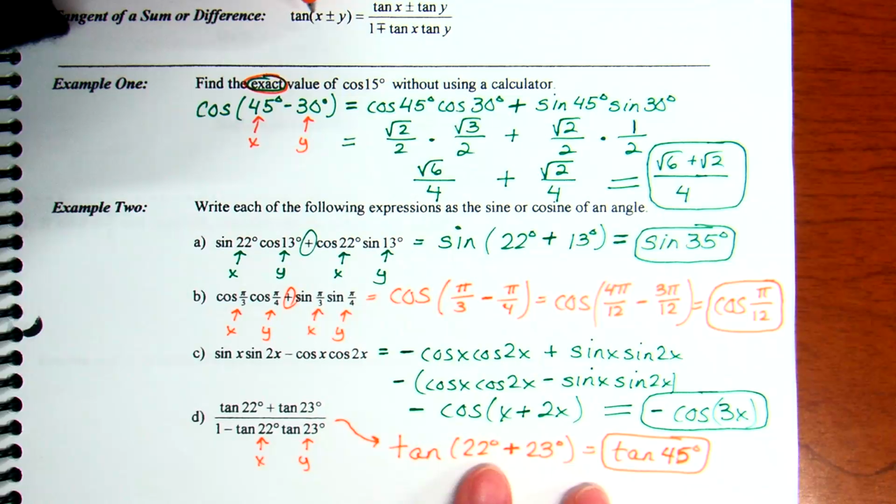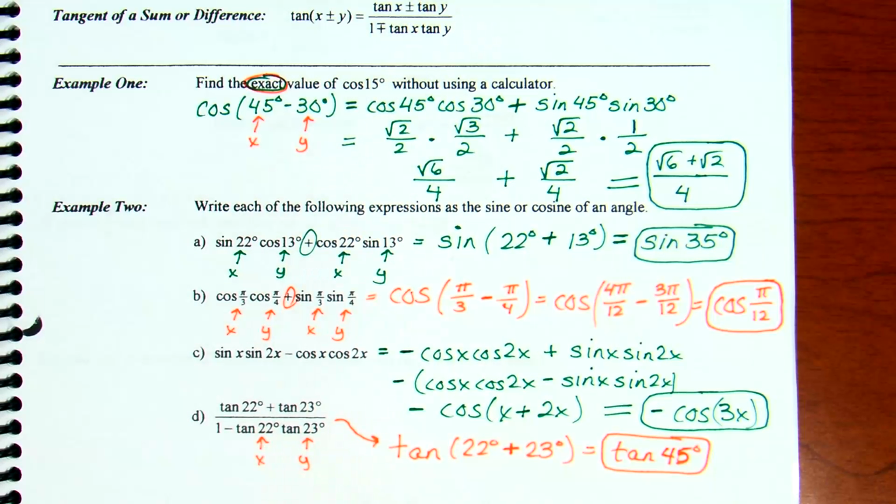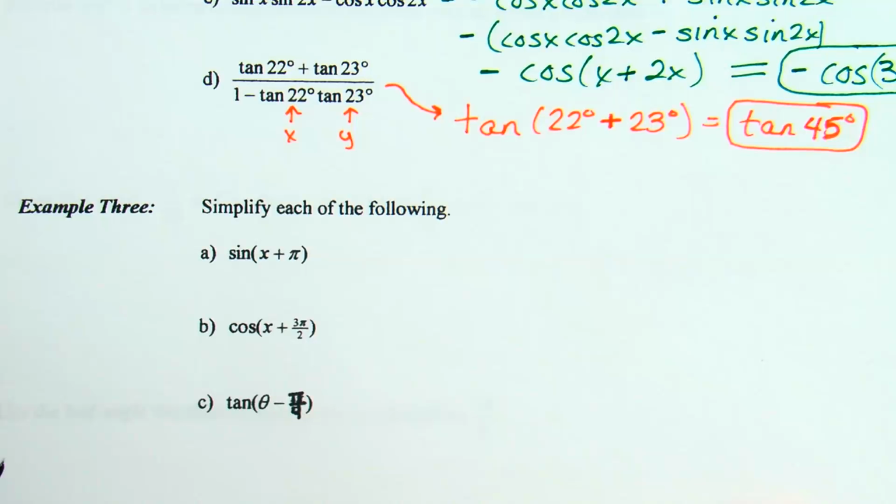Well, if you go back up to the tangent identity up here, the tangent identity is that fraction. Tangent of x plus y, so tangent of 22 plus 23, is equal to tangent of 22 plus tangent of 23, over 1 minus tangent 22, tangent 23. It's not that we were just doing the top parts. That whole fraction is our tangent identity.